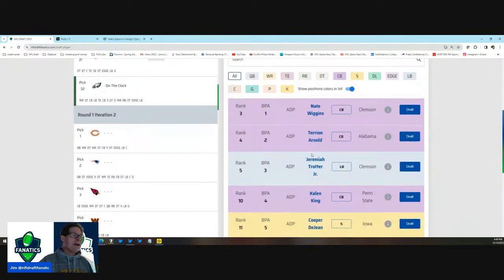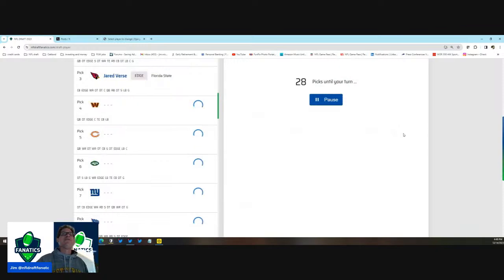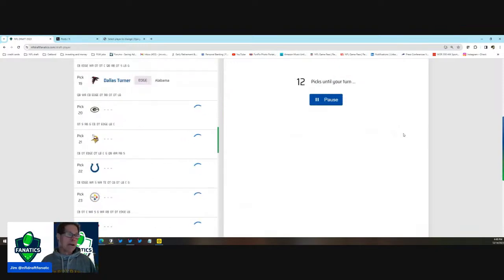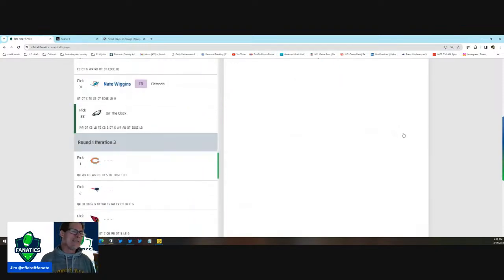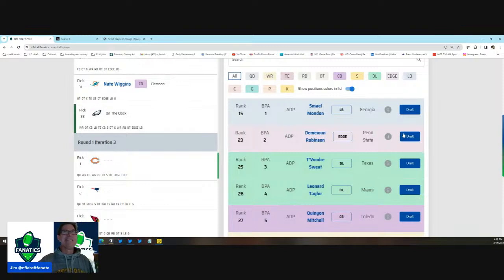Okay, right now I'm working on defensive backs. So Wiggins is one of the defensive backs that has a first round grade. So if he falls to the Eagles, I think that would be an excellent pick.